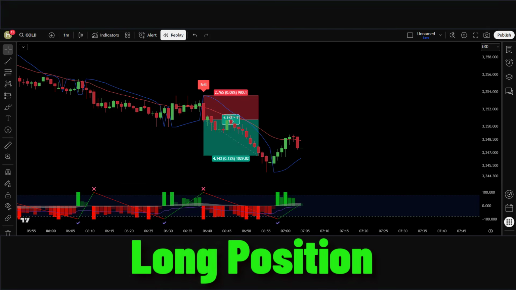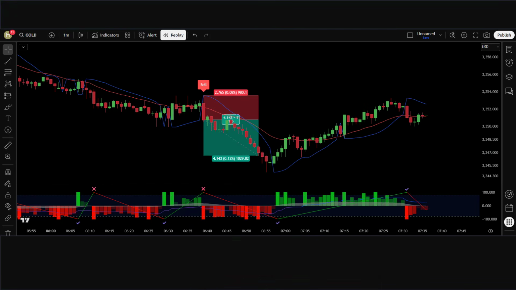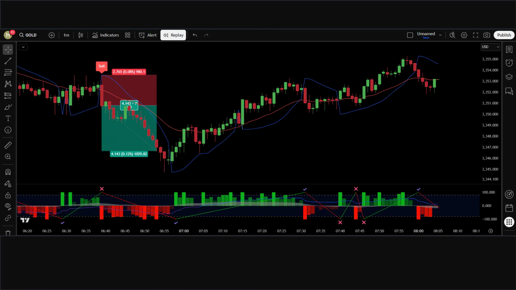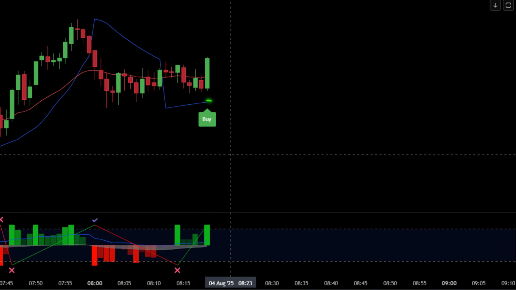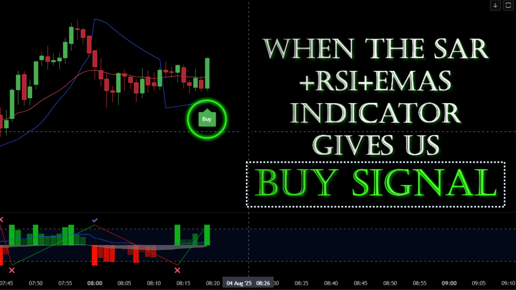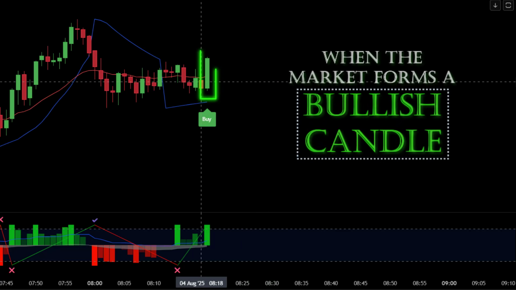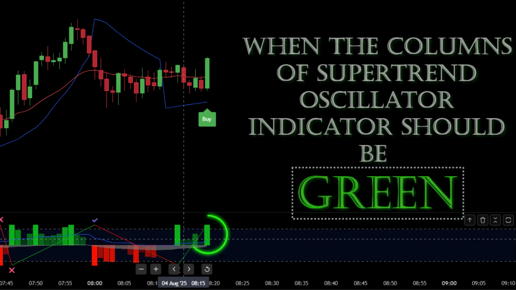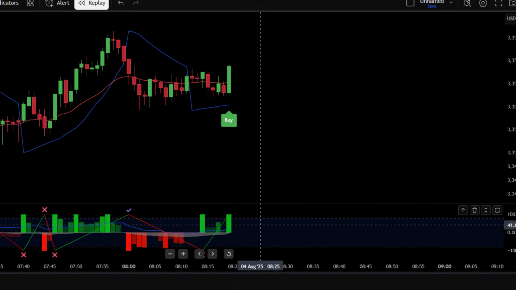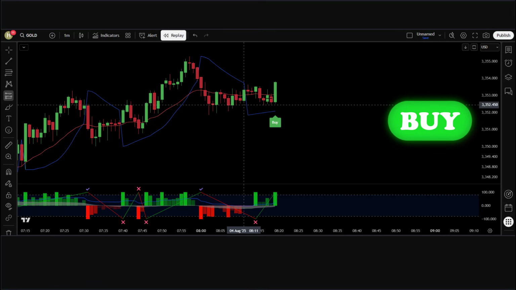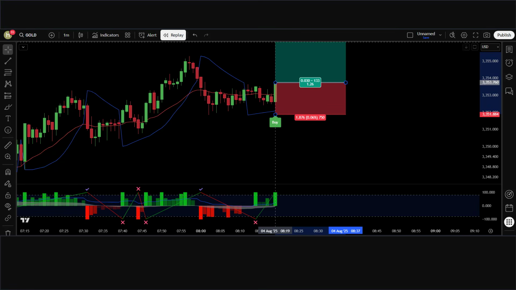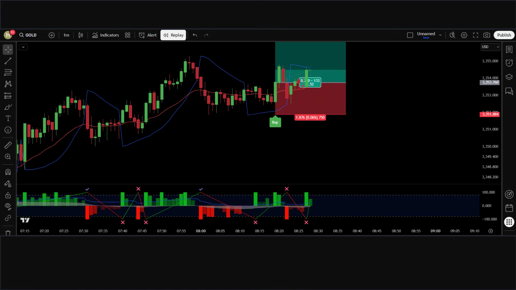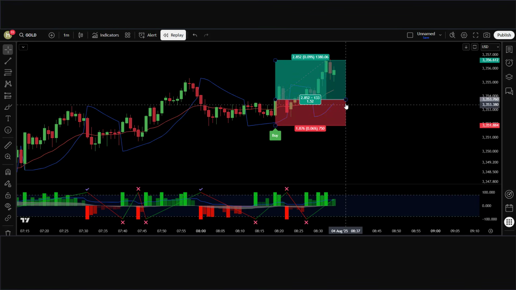Now let us understand long position. When the SAR plus RSI plus EMA's indicator gives us buy signal. When the market has formed a bullish candle. When the columns of Super Trend Oscillator indicator should be green. If this condition is fulfilled, then we will place buy order. Our stop loss will be placed at the current market's lower level. And the risk to reward ratio will be 1:1.5. The market has completely hit the target.